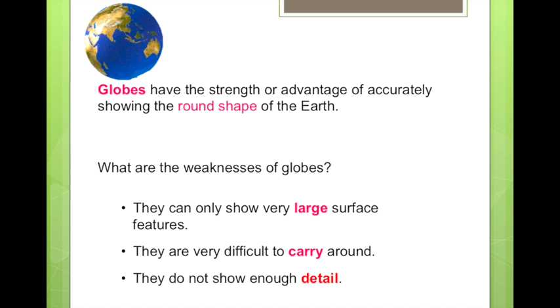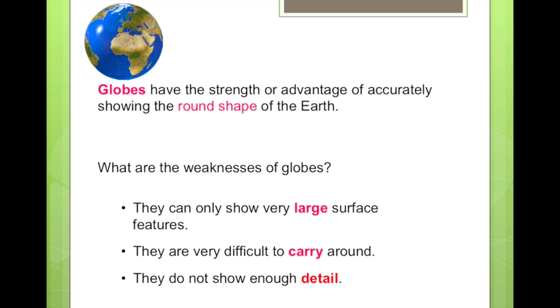It has weaknesses about showing a large surface feature. It only shows the Earth as a whole. I can look at Australia, the entire continent, but I can't tell where in Australia I need to go if I'm lost inside the city of Sydney.